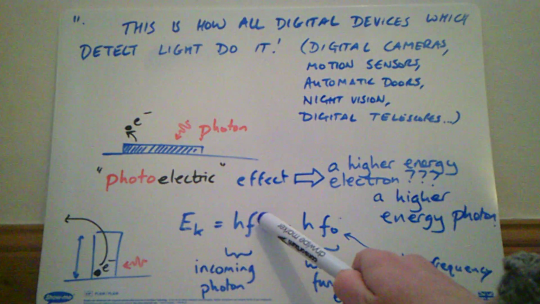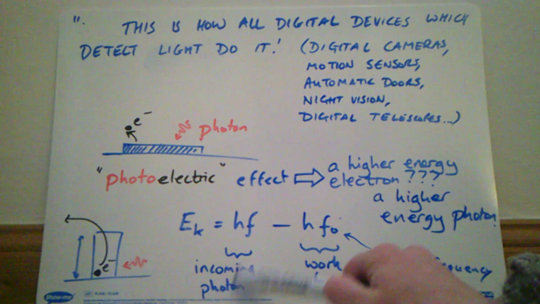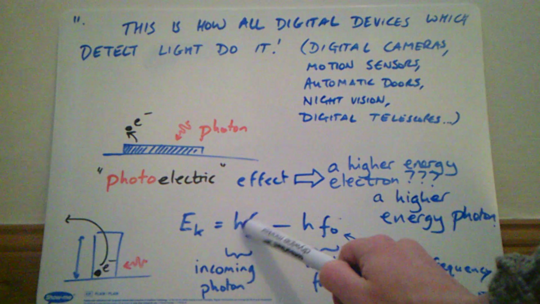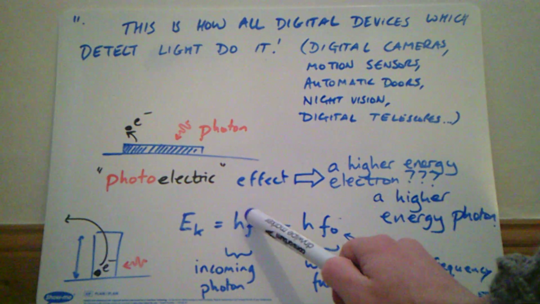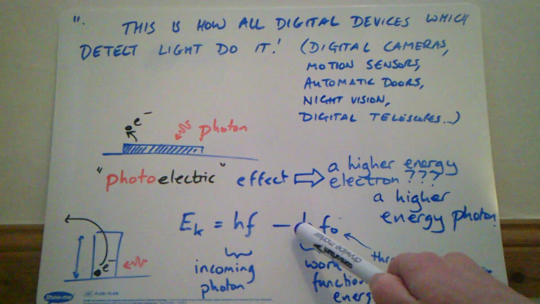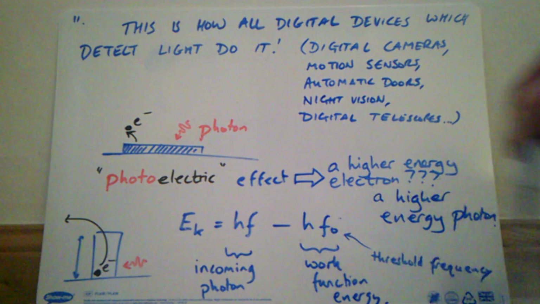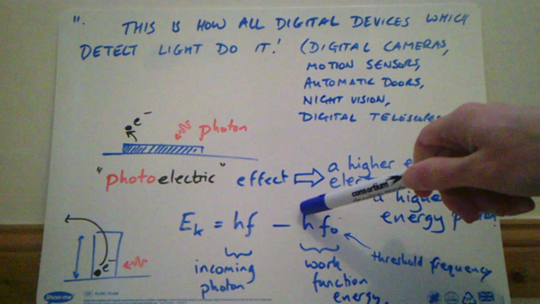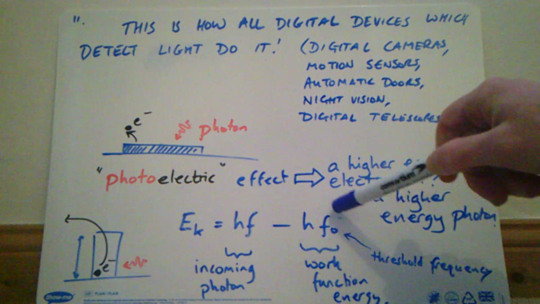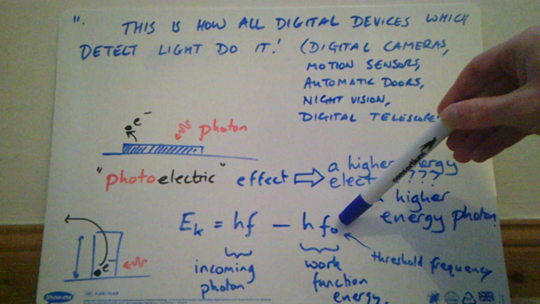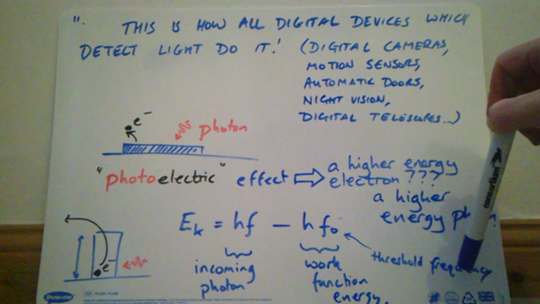So if you want to find the kinetic energy of the jumped out electron, you've got to work out the energy of the incoming photon, which is hf. hf is always the way we work out the energy of a photon. So this is the energy of the actual incoming photon minus hf subscript 0. Now hf subscript 0, hf is always the energy of a photon, so this is the work function energy, and f0 is the threshold frequency.